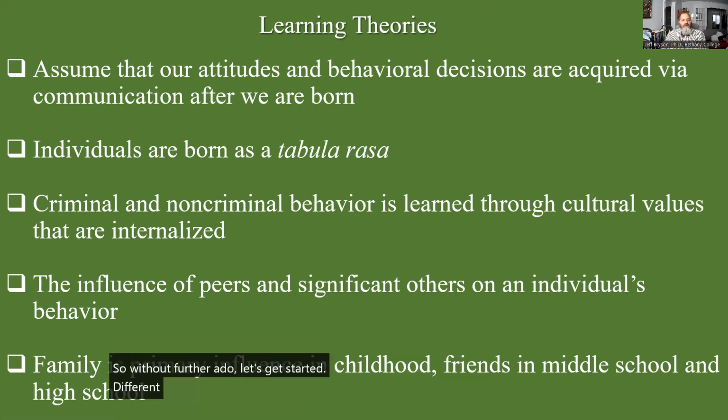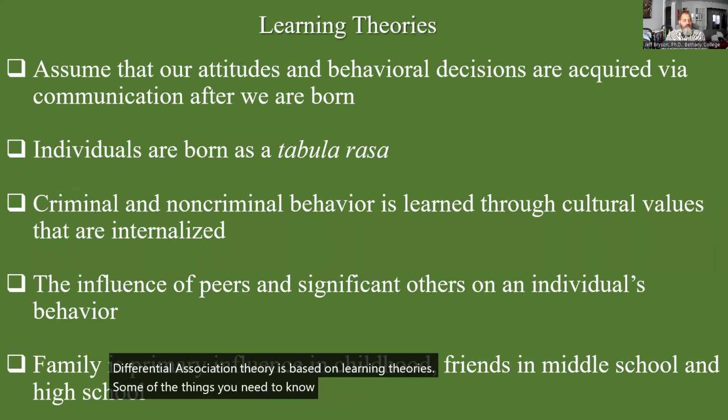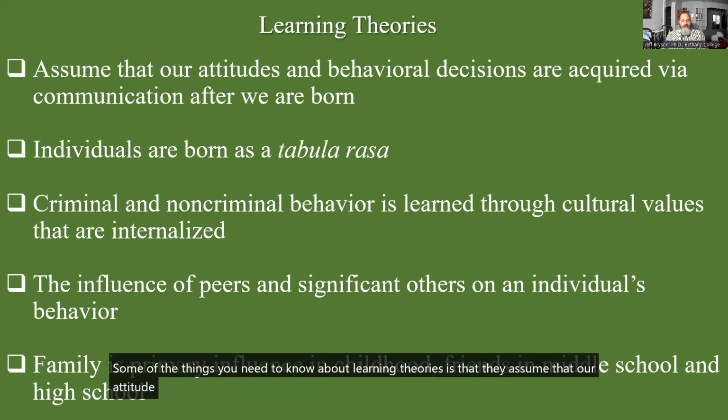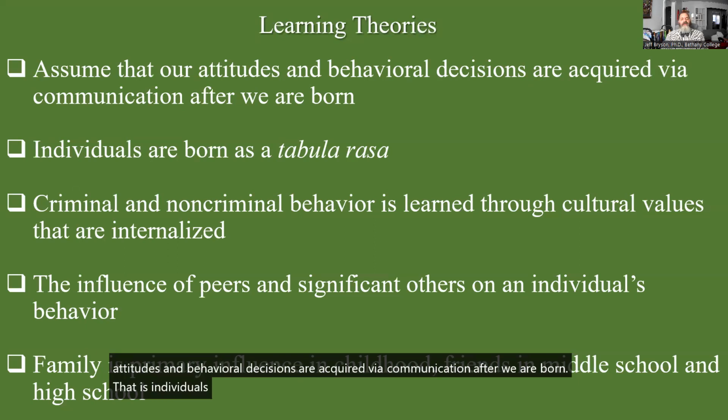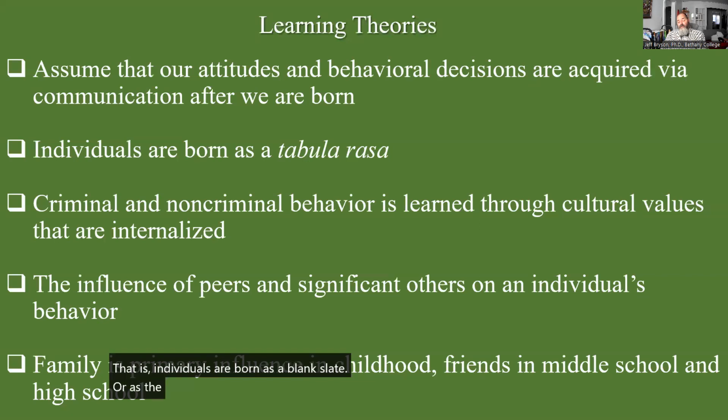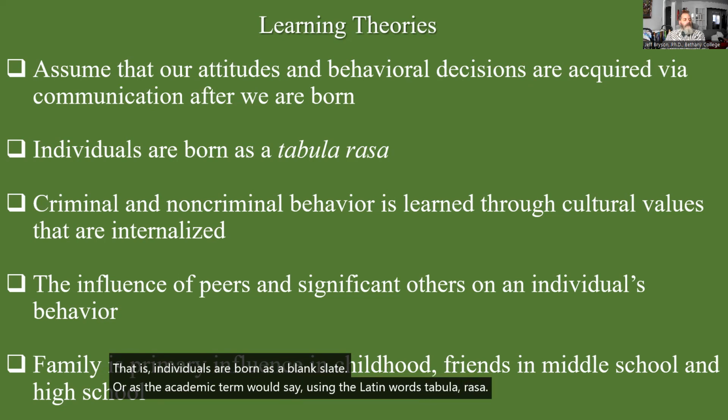Differential association theory is based on learning theories. Some of the things you need to know about learning theories is that they assume that our attitudes and behavioral decisions are acquired via communication after we are born. That is, individuals are born as a blank slate, or as the academic term would say, using the Latin words, tabula rasa, period.